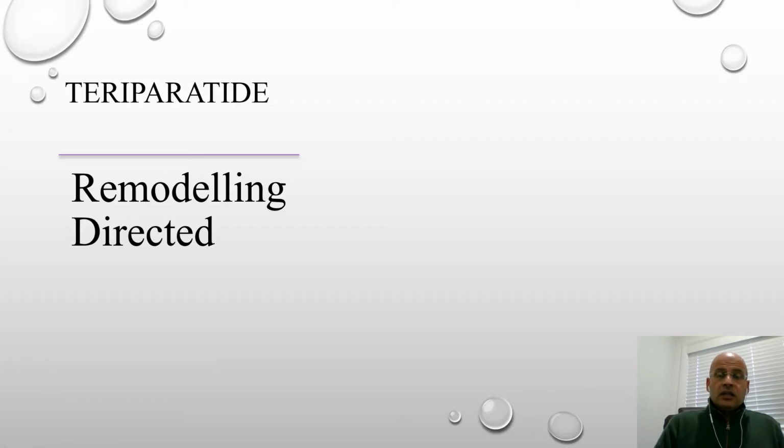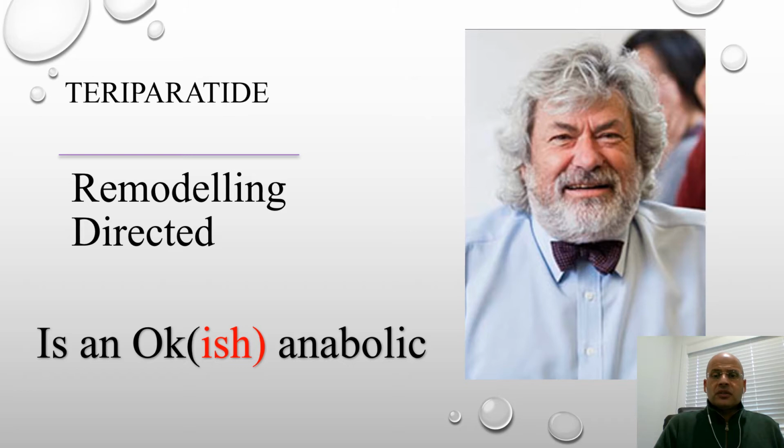Now, with that in mind, we all should agree that teriparatide is a remodeling drug, or remodeling directed. It's a remodeling directed anabolic agent. It works only on the resorbed side. It fills the resorption cavities and spills over to the margins. And therefore, as Prof. Seaman suggested, it's an okay anabolic drug.